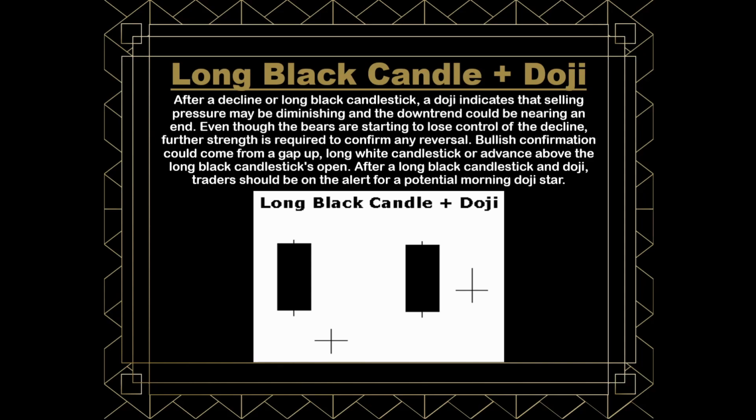After a decline or long black candlestick, a doji indicates that selling pressure may be diminishing and the downtrend could be nearing an end. Even though the bears are starting to lose control of the decline, further strength is required to confirm any reversal. Bullish confirmation could come from a gap up, long white candlestick, or advance above the long black candlestick's open after a long black candlestick and doji. Traders should be on the alert for a potential Morning Doji Star.